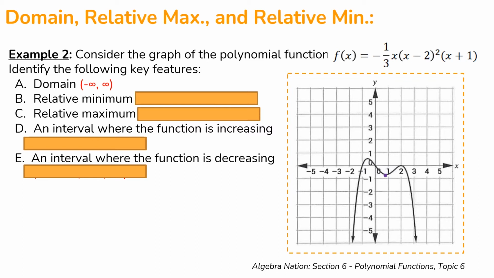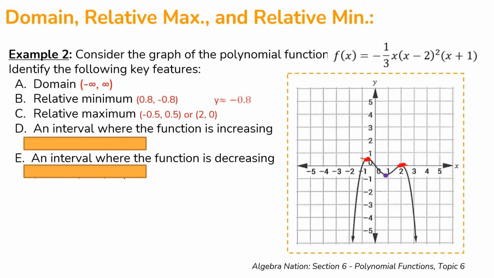For B, we have the relative minimum, and so the relative minimum would be about here. The ordered pair would be 0.8, negative 0.8 right here, or y is approximately negative 0.8. For the relative maximum: minimum is the lowest point, maximum is the highest, so it would be at these two points here. That would be negative 0.55 approximately, and then 2, 0 right here. So those are the two highest points.